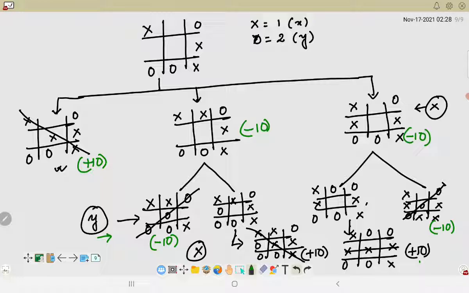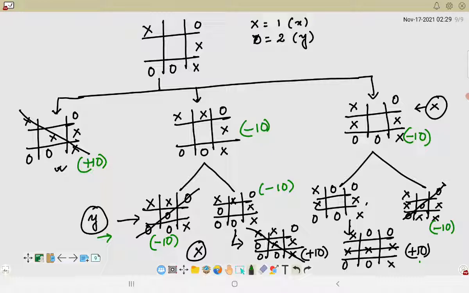Why minus 10 and minus 10? Because out of this one will also have minus 10, because it has not won the game. It has neither lost nor won the game, but we have to associate this with minus 10 because it is not giving us a plus 10, or it is not helping us to win the game.